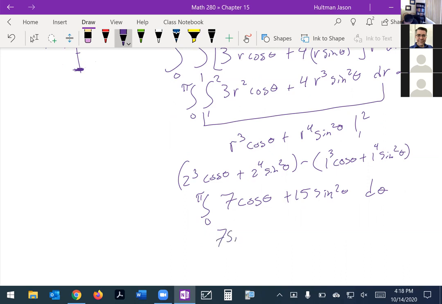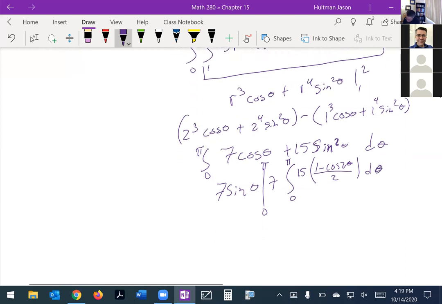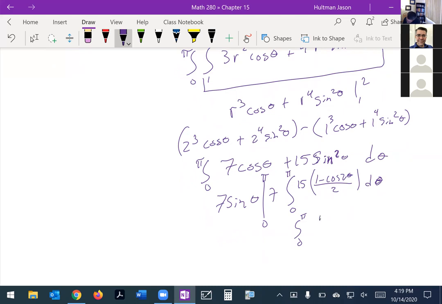So this is going to be 7 sine of theta, plus 15 sine squared. Well, how do I integrate sine squared? Oh yeah, I'm going to use a half angle formula. I remember from Calc 2 that I could use a half angle formula here. So this is 1 minus cosine 2 theta over 2, I believe, times 15. That's what that guy is up there. Plus the integral from 0 to pi d theta. Nice. So this is 0 to pi of 15 over 2 minus 15 cosine 2 theta over 2.